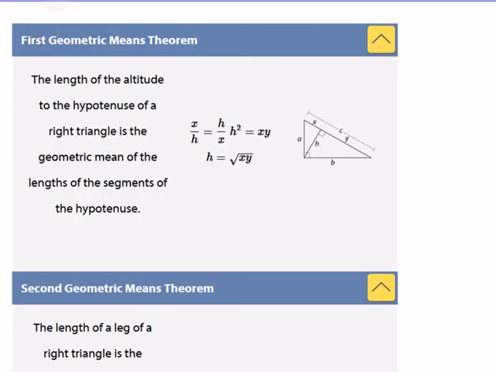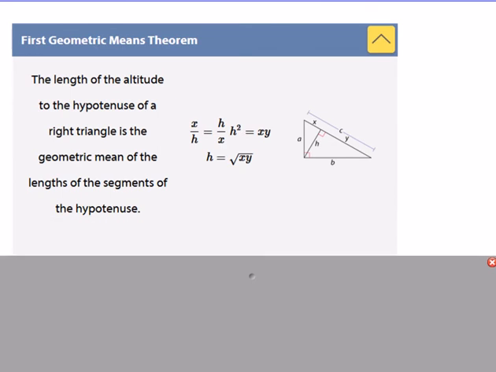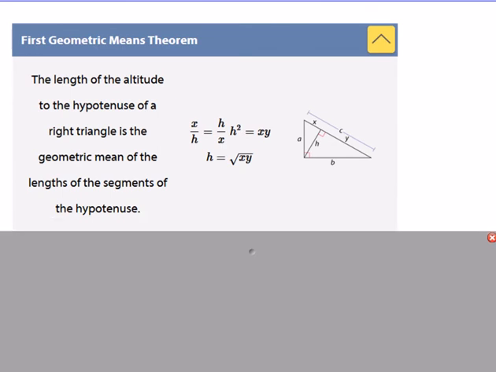On the next page, we get into the geometric means theorem. So what this says is if I have a right triangle, it has to be a right triangle. Here on the diagram, I have a right triangle, and I draw the altitude that goes to the hypotenuse. An altitude is a segment that goes from one angle to the opposite side at 90 degrees, but now that side would have to be the hypotenuse.